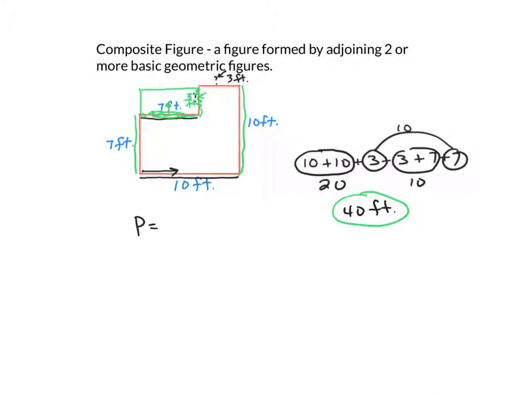You don't have to do it that way. You can just go through and do what I did first to figure out the missing lengths and then add everything together to find the perimeter of a composite figure.